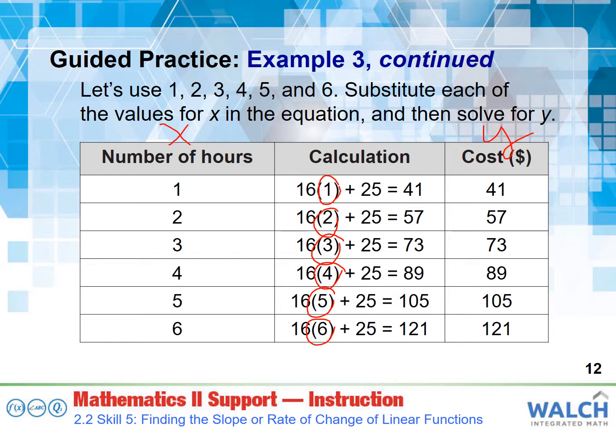So when hours equals 1, 16 times 1 is 16. 16 plus 25 is 41. That means the cost would be $41 for 1 hour of work. For 2 hours of work, it's 16 times 2 plus 25. It would be $57. Let's jump all the way down to 6 hours of work. 16 times 6 hours plus 25 is $121.